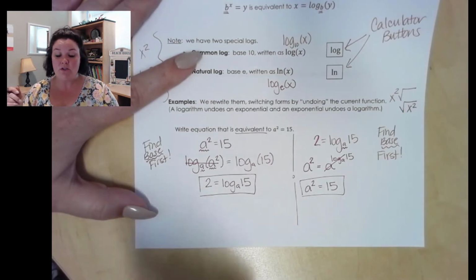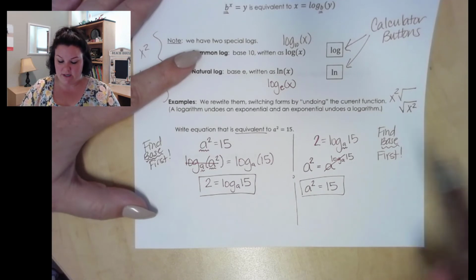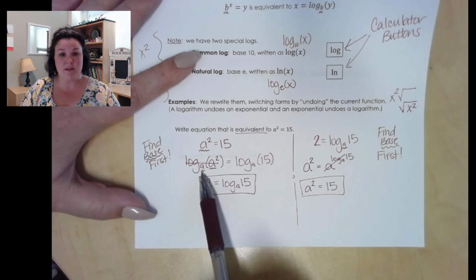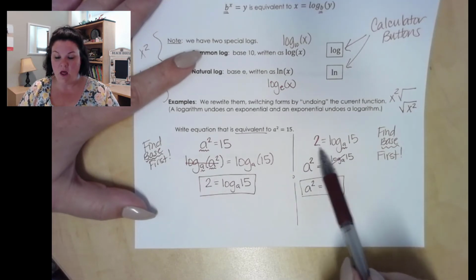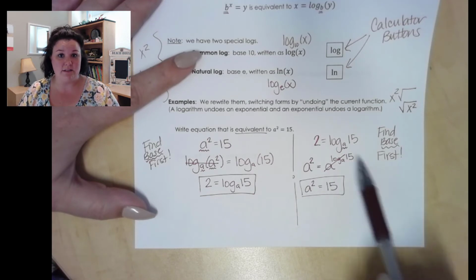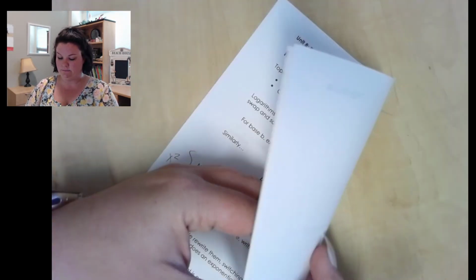Okay, so that's what I'm going to do on these next couple of pages is just work several examples. So they're either going to give it to you in exponential form, and you're going to use the log with the same base to undo it, or they're going to give it to you in log form, and you're going to use the exponential base to undo it. Okay, so let's go ahead and look at some on the next page here.